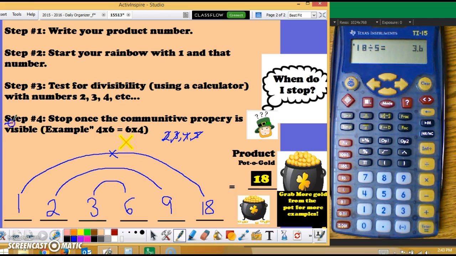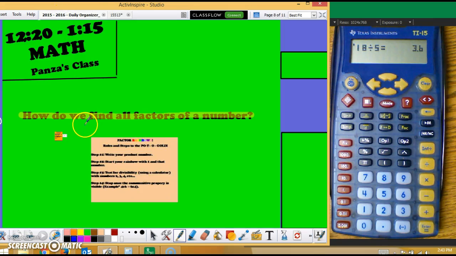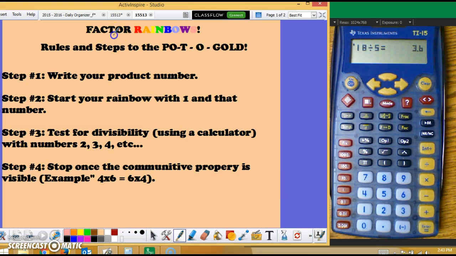And I've hit step 4. I know that I can stop because the commutative property tells me that 6 is already visible in 3 times 6. I do not have to rewrite 6 times 3. The commutative property tells me that I am done. So when I'm answering this main question, how do we find all the factors of a number? Just remember to use factor rainbows and these 4 steps, and you'll be all right. I hope this lesson helps you out.